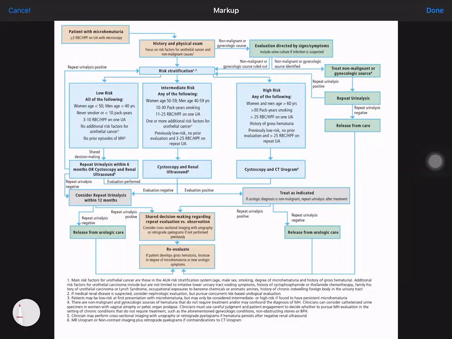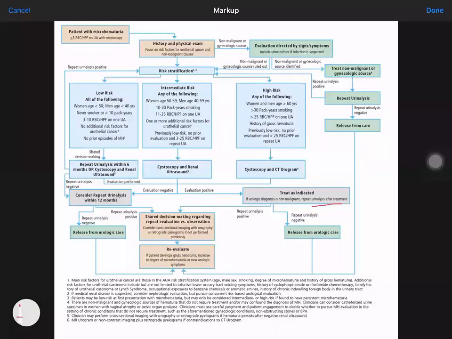That is phase contrast microscopy. If the patient has three or more RBCs on phase contrast microscopy, that indicates the presence of microhematuria. And we have to take the history and do a physical examination, and we have to find out the non-malignant or gynecological source, the etiology.